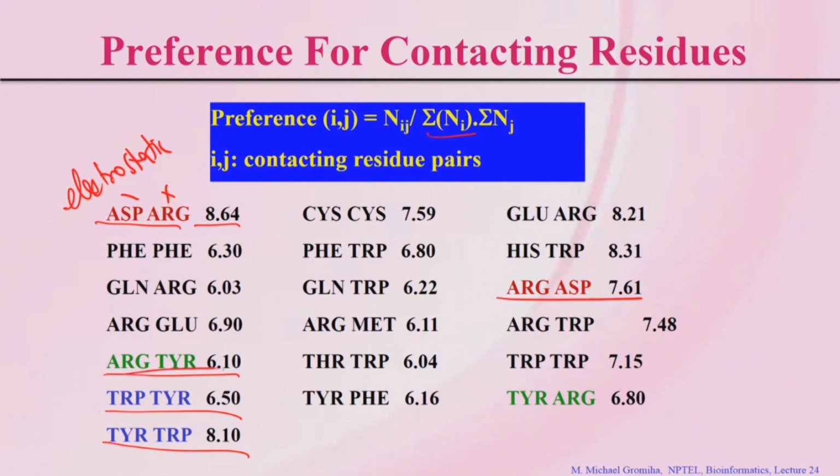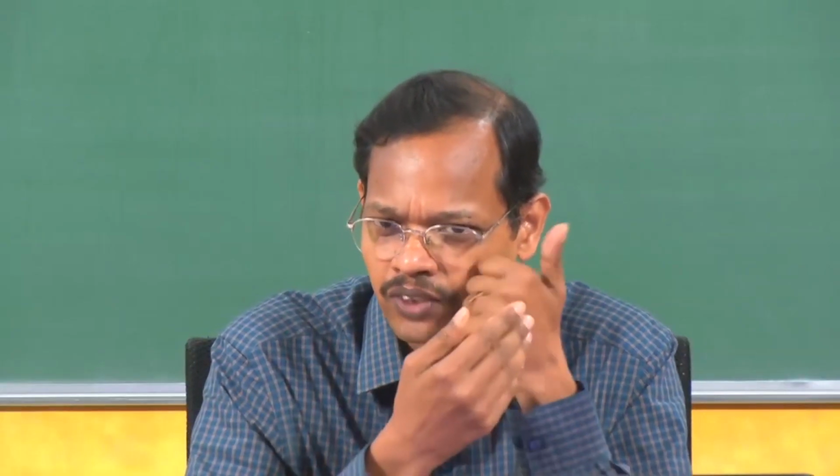If you see arginine and tyrosine, this is a ring and here this is the positive charge, right. And if you see the other way around, tyrosine arginine also has high preference. Then tryptophan tyrosine, this is also pi and this is also pi, so you can see the pi interactions, aromatic interactions, right.